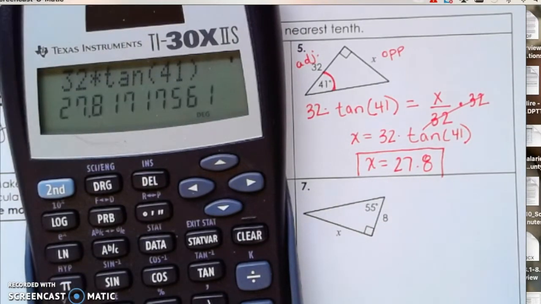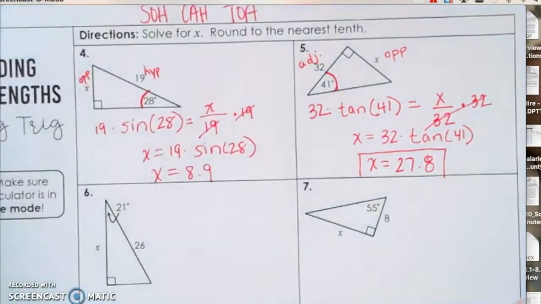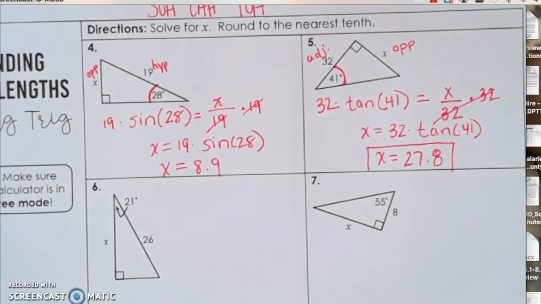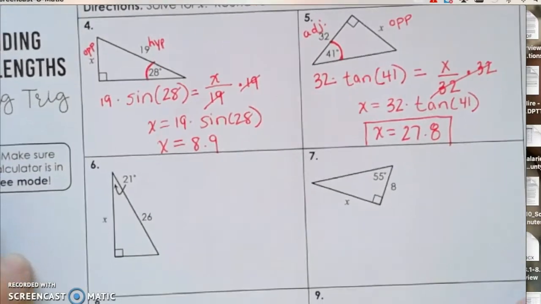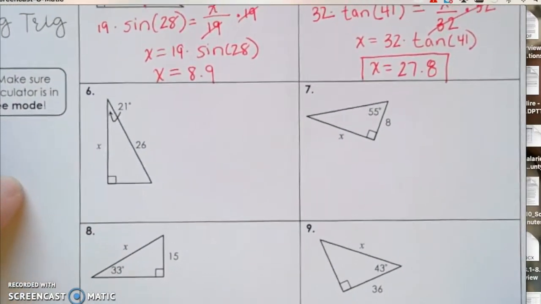Check it again. There it is. All right, let's do 6 and 7 together, and then I will pause and let you try 8, 9, 10, and 11.